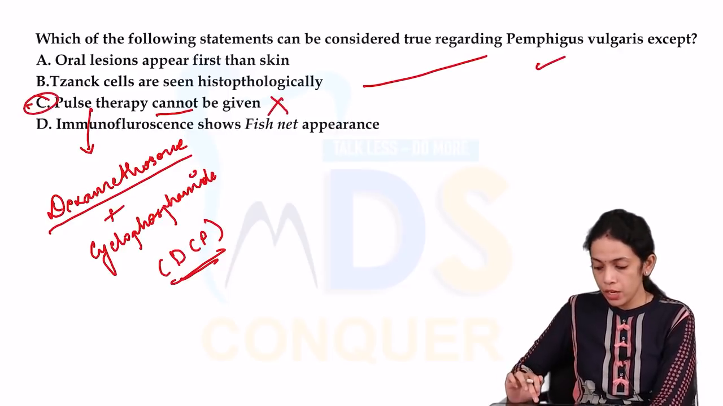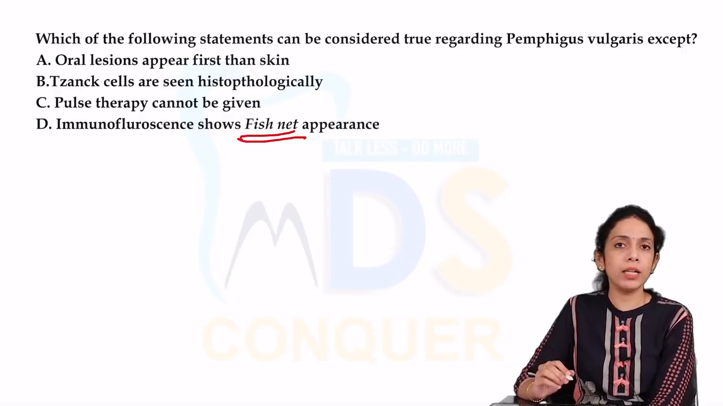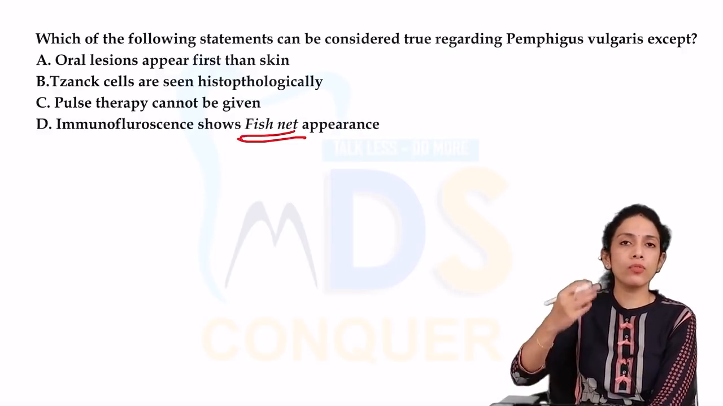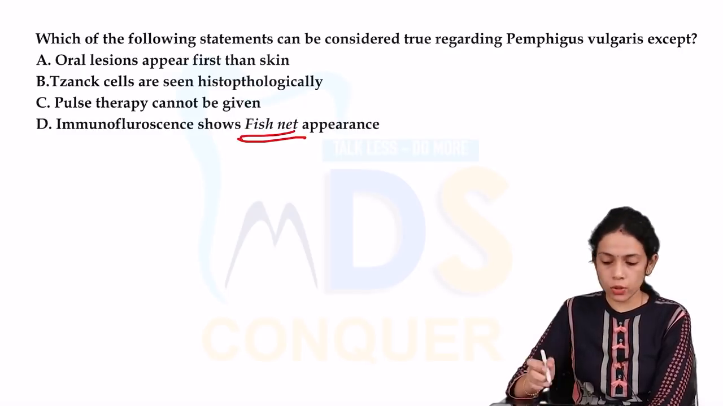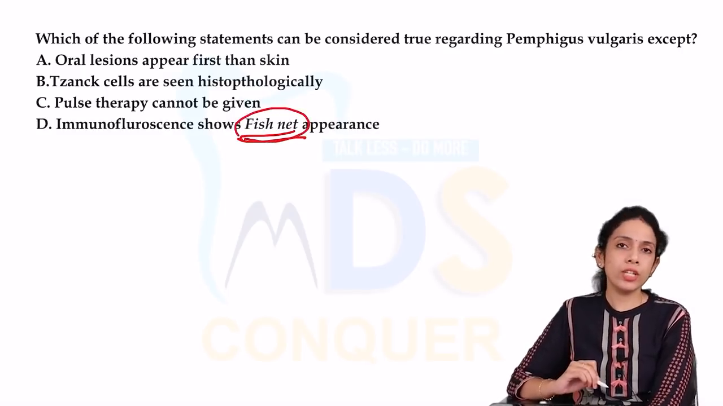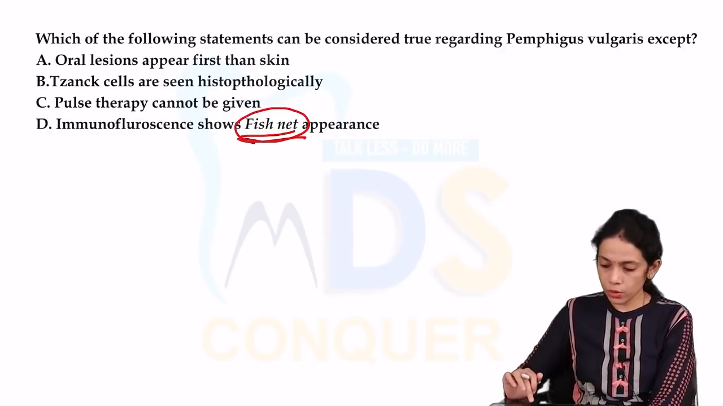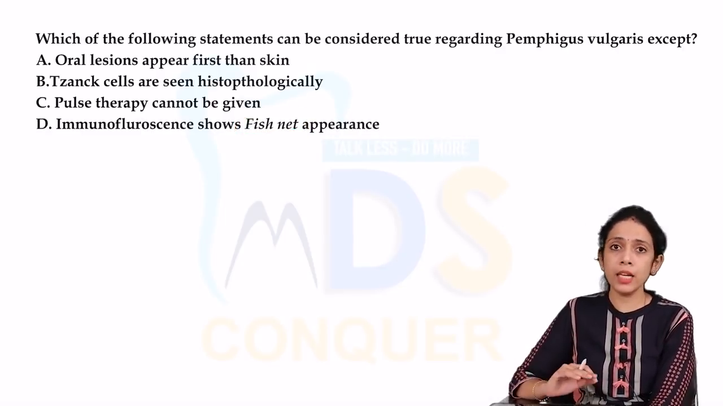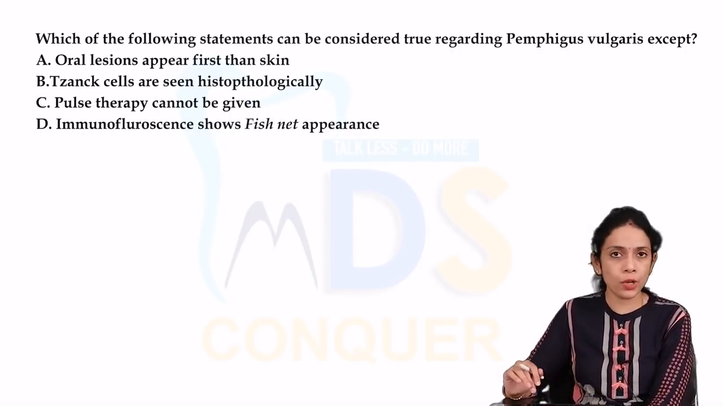It can be given. Whereas immunofluorescence shows a fishnet appearance, yes, it is one of the important features again exhibited by pemphigus vulgaris because of the deposition of the immunoglobulins and the complements along the keratinocytes. It gives a classic fishnet appearance when seen via immunofluorescence. So the answer is "pulse therapy cannot be given" is wrong. Pulse therapy can be given, whereas the other options are true.